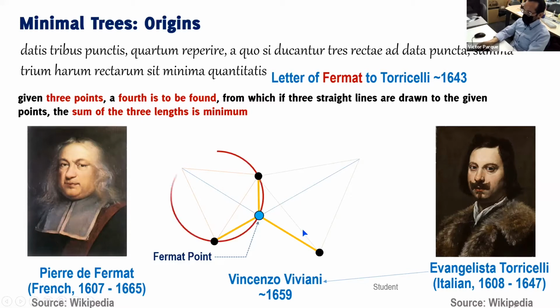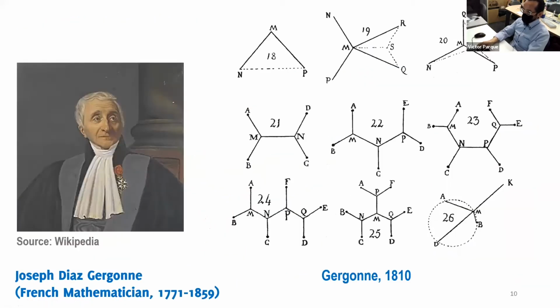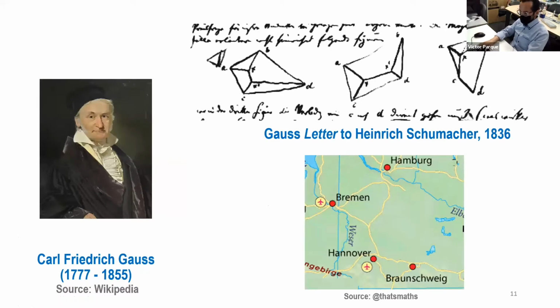This problem was also studied in the 1810s. For example, it was Joseph Gergonne, the first one who studied the problem considering more than 3 points. He studied the cases, for example, for three nodes in which the angle may be more than 120 degrees, or other more complicated cases such as the ones you see here. This problem has also attracted the attention of Gauss. He was trying to design a railroad network in Germany, trying to connect 4 cities there.